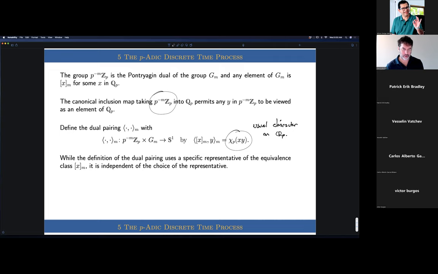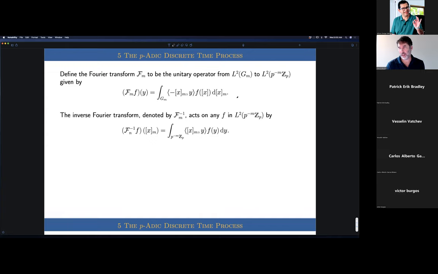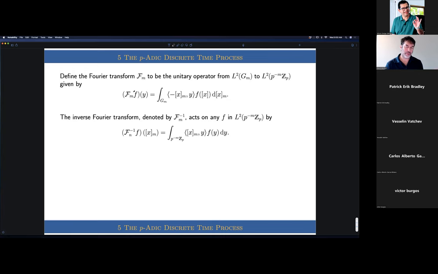While the definition of the dual pairing uses a specific representative of the equivalence class, this is independent of the representative, which is easy to prove. So you have a character, you have a Fourier transform, you can do Fourier analysis on G_M. This allows us to make these calculations, take Fourier transforms of the probability density function to get a characteristic function, and so on.